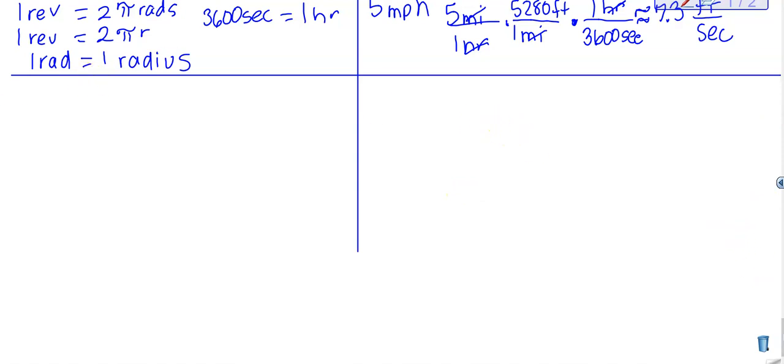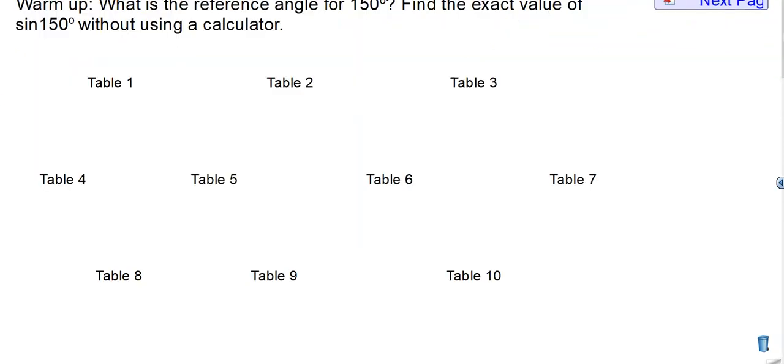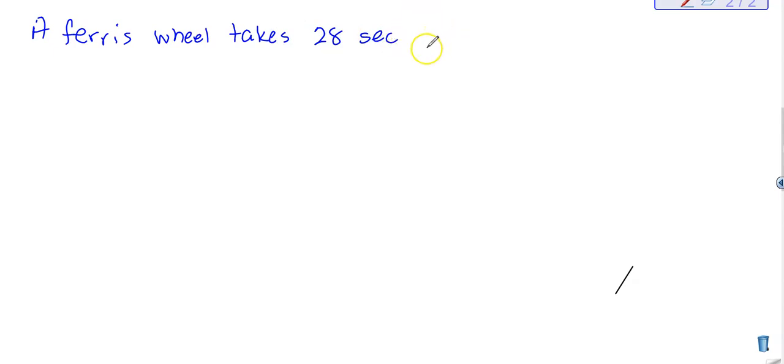I think I'm going to have to go to just a new page here. So now I'm in box 2 and I don't want that. Okay, so that's some old information. Okay, so here's the problem. So I'm going to give you a problem, okay? The problem is this, a Ferris wheel. Okay, Ferris wheel takes 28 seconds to complete a revolution.